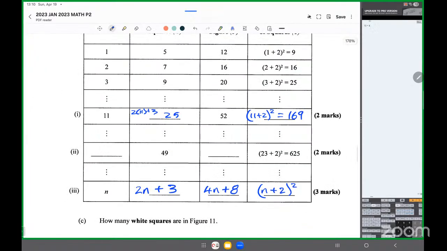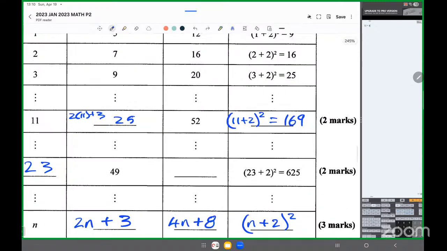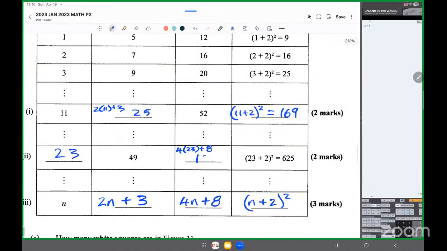And here now, we clearly see that the figure number is 23, right? So I'm putting 23 right here. We can test it. 2 times 23 is 46. 46 plus 3 is 49. So that is correct. But we need to put the 23 in this formula now. So it becomes 4 times 23 plus 8. That gives us 100.